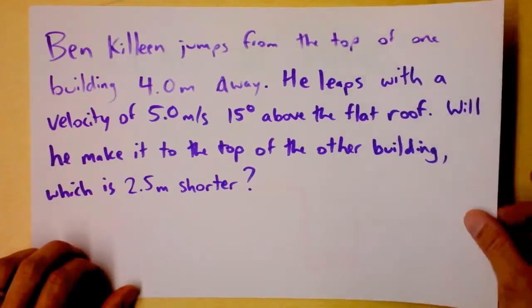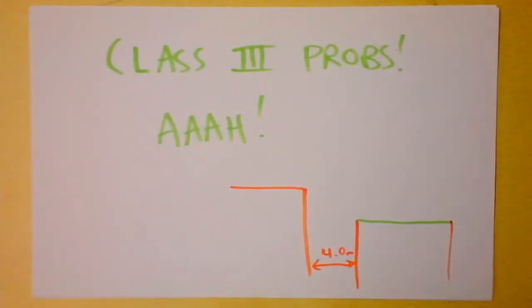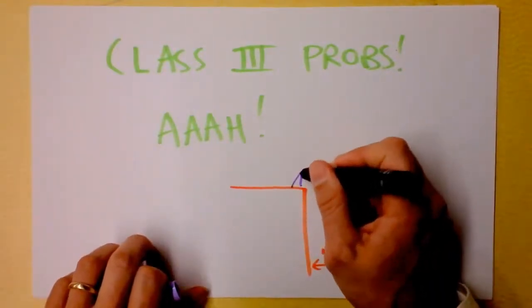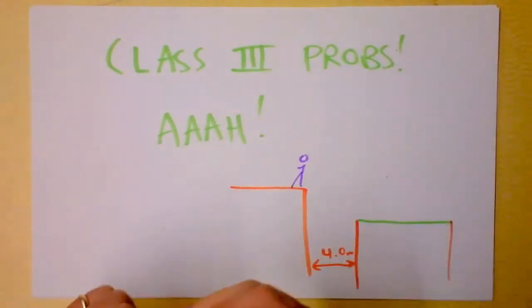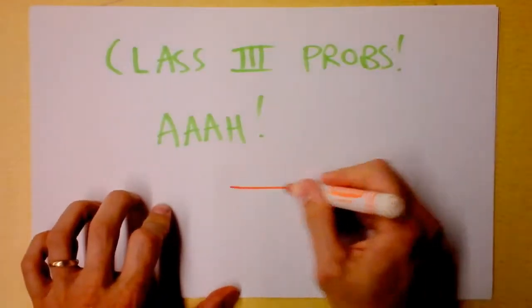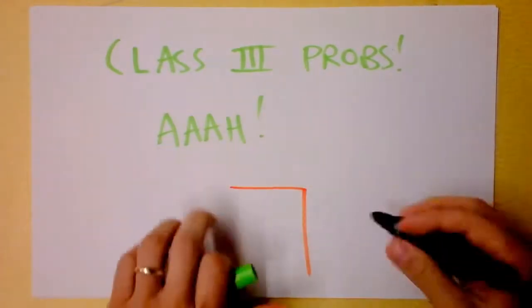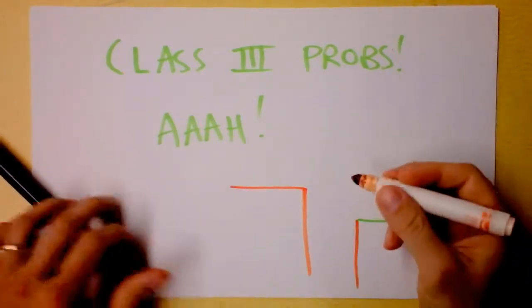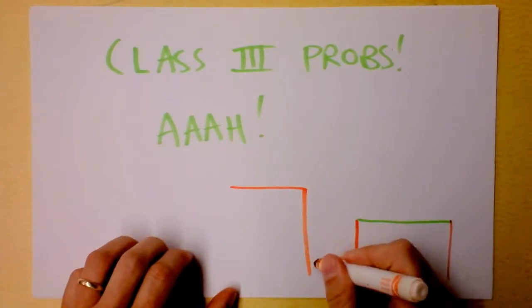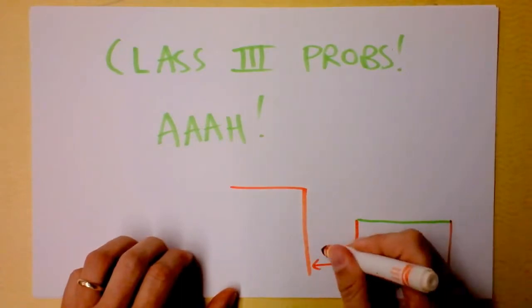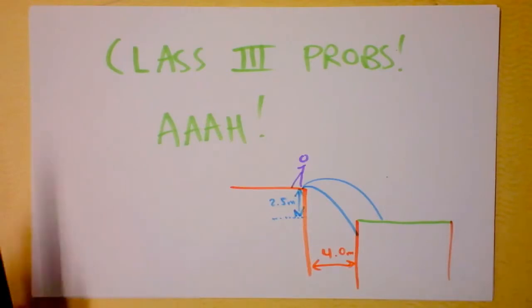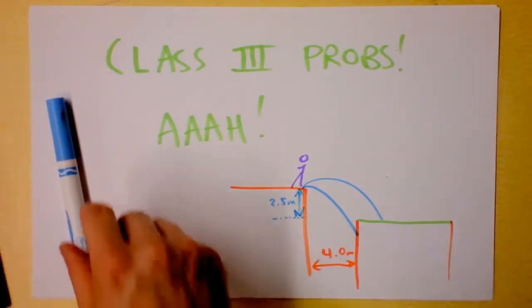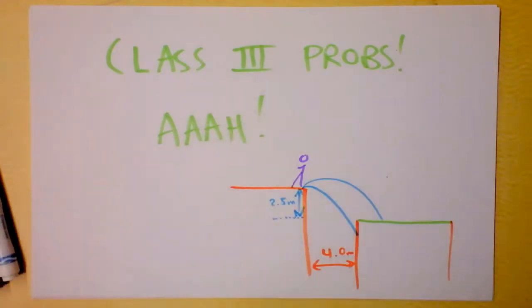That's the question. So here's what I'm about to do. I'm about to draw you a little sketch of the building, and Ben Colleen's up here, and he's running, and he jumps. I want to start this lesson with a bit of panic. These are class 3 problems, so I say, ah! Here we've got a building, and there's this other building. Look, it's got a green roof. So this is not an obvious problem, and we don't know really everything that's going on, but let me show you what we can do with this problem.